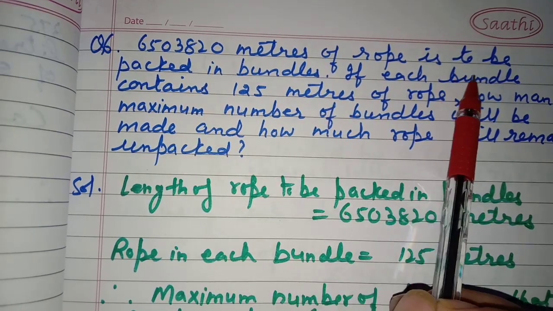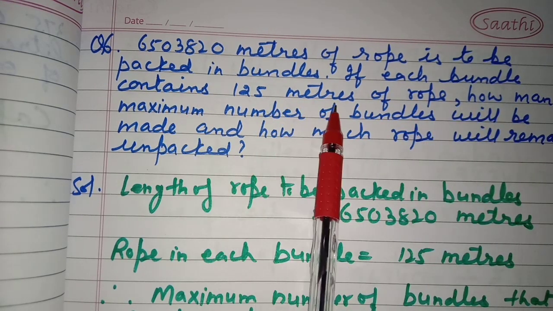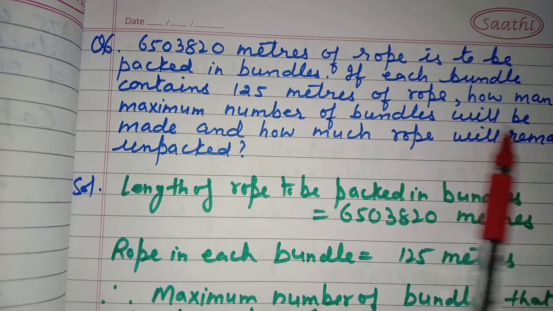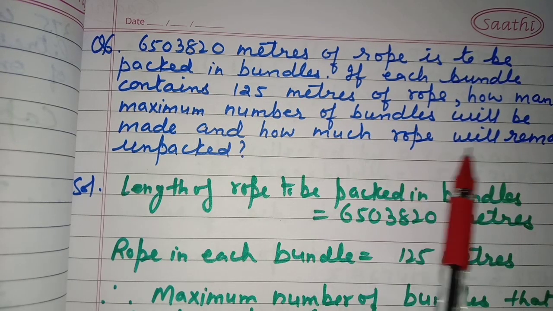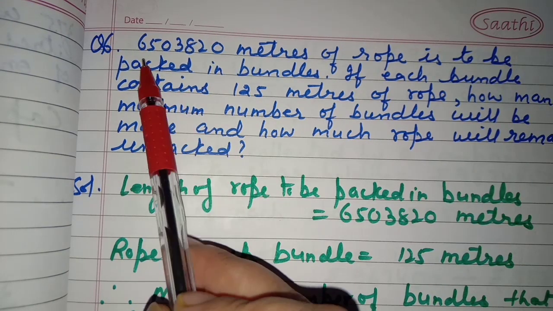65,03,820 meters of rope is to be packed in bundles. If each bundle contains 125 meters of rope, how many maximum number of bundles will be made and how much rope will remain unpacked? So what is the total length of the rope?